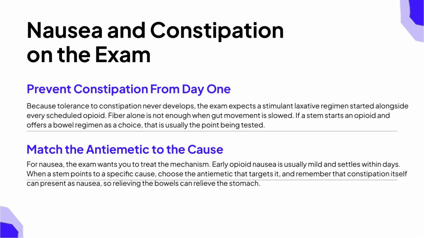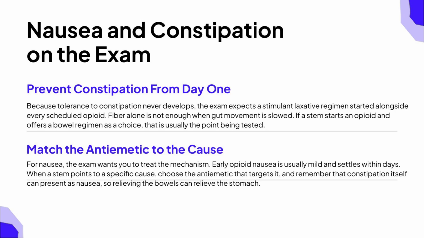Let us talk about nausea and constipation, because the exam handles them in a very specific way. First, prevent constipation from day one. Tolerance to constipation never develops, so the exam expects a stimulant laxative regimen started alongside every scheduled opioid, and fiber alone is not enough when the gut is slowed.